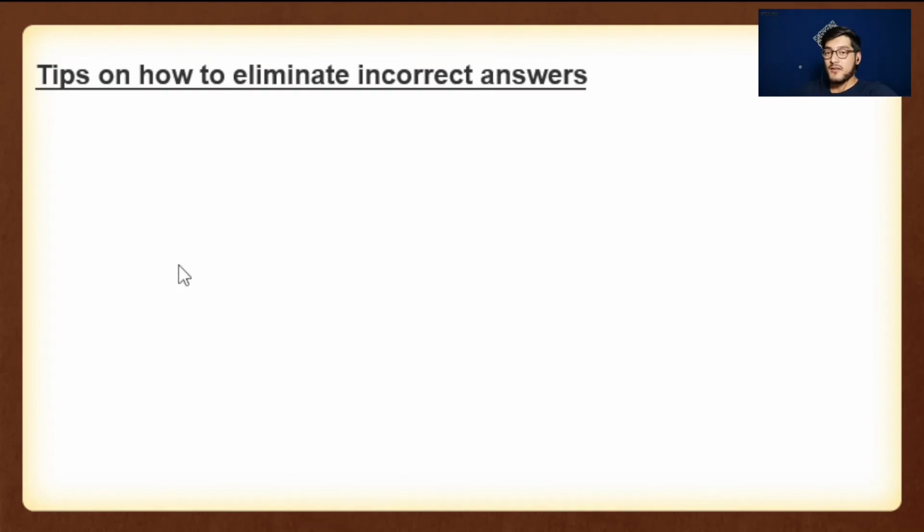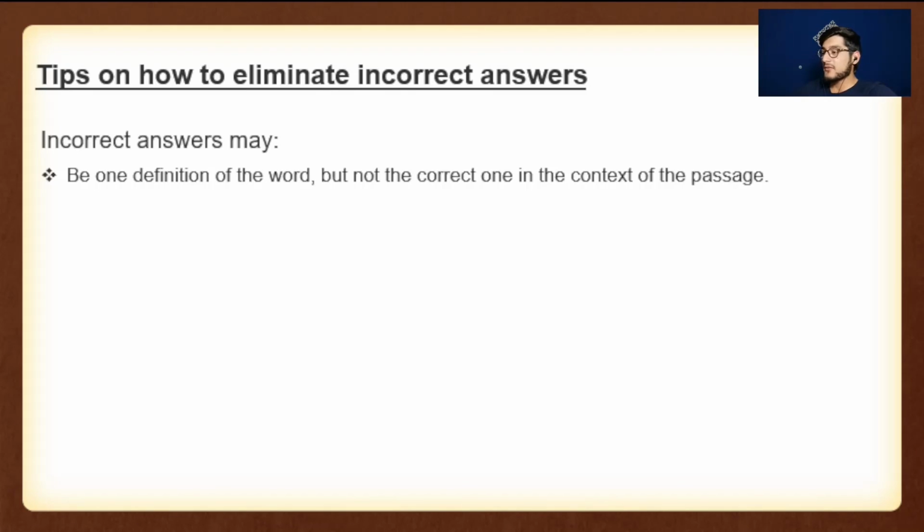Okay, we are in the final part of this video and we are going to talk about tips on how we can remove the incorrect options. Incorrect answers may be one definition of the word, but not the correct one in the context of the passage. We already talked about it, that maybe a word has several meanings, and maybe one definition that you already know is not the correct one. Maybe it doesn't fit the context. You should try all the meanings of that word to be sure and see whether it fits the context or not.